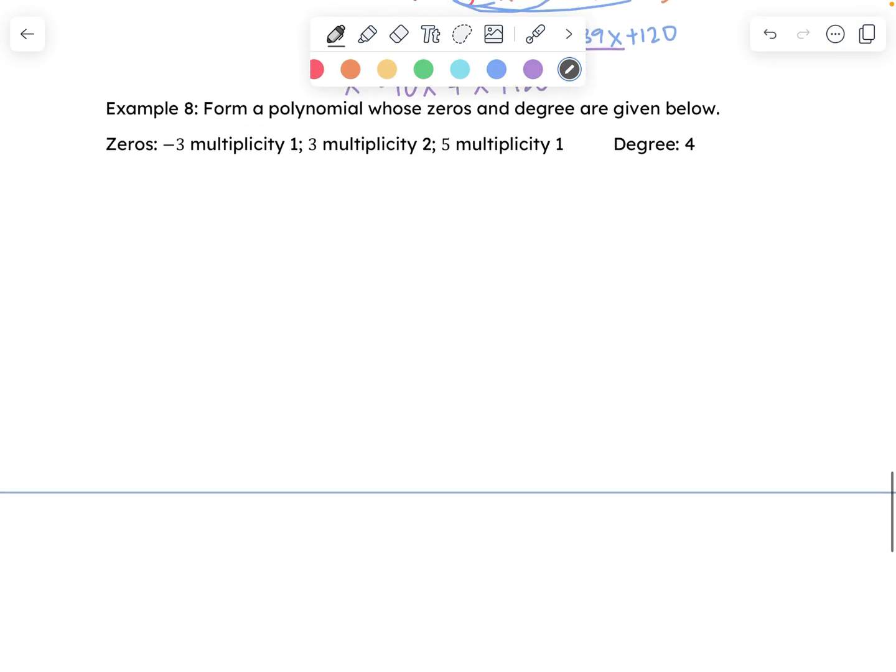Example 8, it says form a polynomial whose zeros and degree are given below, but notice it's talking about multiplicity. So that's specifically telling you that this 0 has this multiplicity, and multiplicity is just telling you what degree goes with that parentheses. So if it says negative 3 with a multiplicity of 1, when I have x equals negative 3, and I get my parentheses of x plus 3, that multiplicity of 1 just means that I would have an exponent of 1. Here it says 3 has a multiplicity of 2, so if x equals 3, my parentheses would be x minus 3, but the multiplicity of 2 would mean that it needs to be squared.